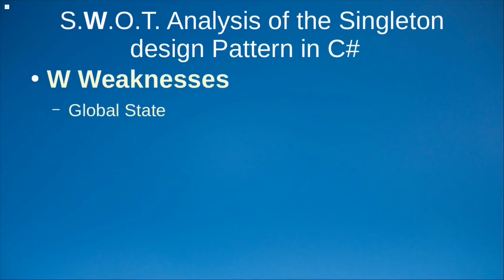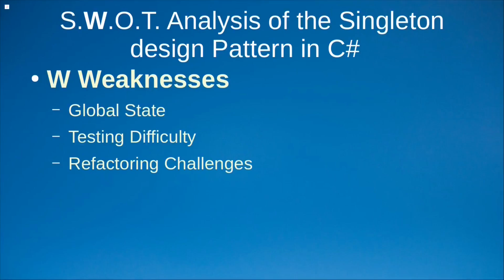W. Weaknesses. Global state. Encourages global state, which can lead to tight coupling. Testing difficulties. Harder to test due to hidden dependencies on the Singleton. Refactoring challenges. Refactoring Singleton implementation can disrupt dependent code.